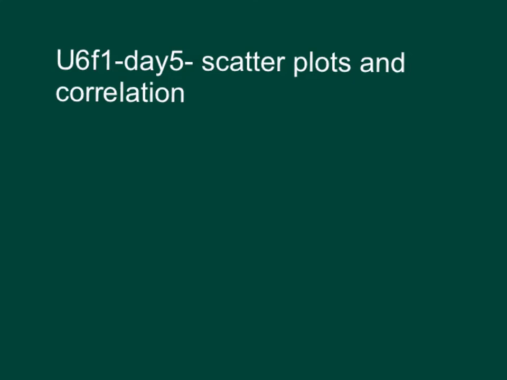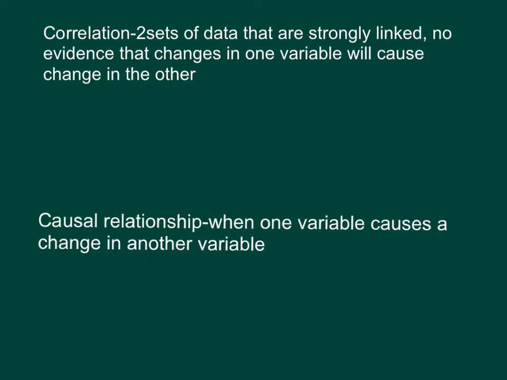Formative 1, day 5, scatter plots and correlation. First of all, correlation is when there are two sets of data that are strongly linked, but no evidence that changes in one variable will cause changes in another variable.